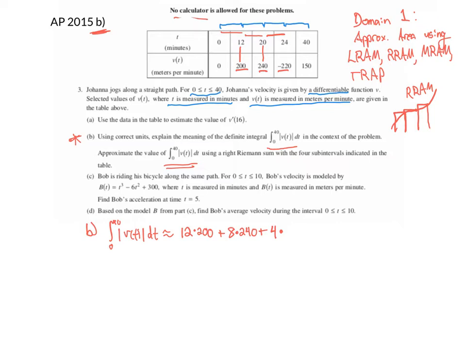negative 220. Oh, so it says it wants us to do the absolute value of velocity here. So what we would do then, instead of doing negative 220, is we would take the absolute value of negative 220, which of course is positive 220. I'm just going to write it as the absolute value of that here, just so you know where I'm going to switch it to positive. You don't need to write that yourself. And then the last rectangle here looks like it has a width of 16 times, and then a height of 150.